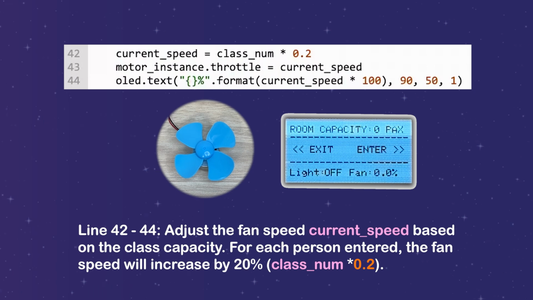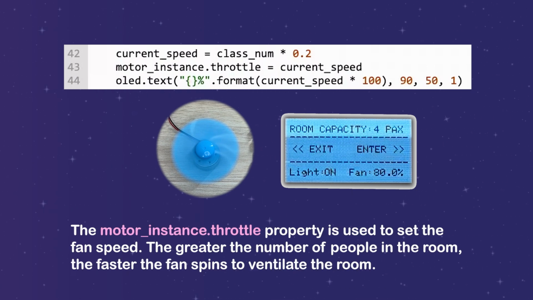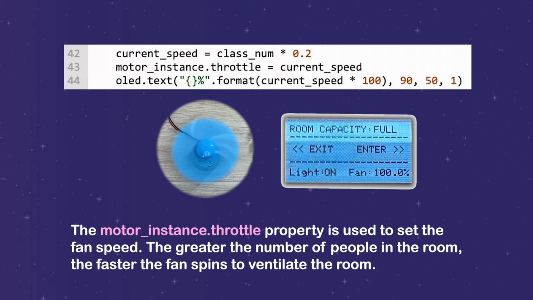Line 42 to 44 adjust the fan speed, current speed based on the class capacity. For each person entered, the fan speed will increase by 20%. The motor instance throttle property is used to set the fan speed. The greater the number of people in the room, the faster the fan spins to ventilate the room.